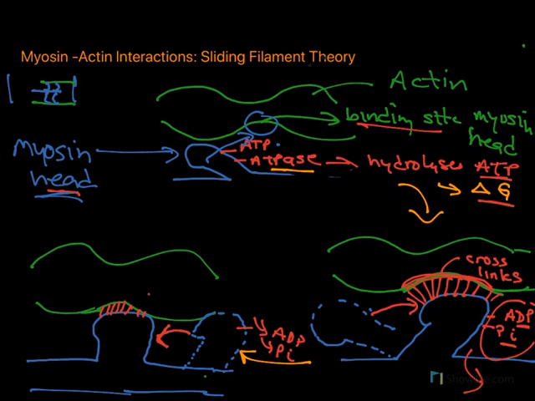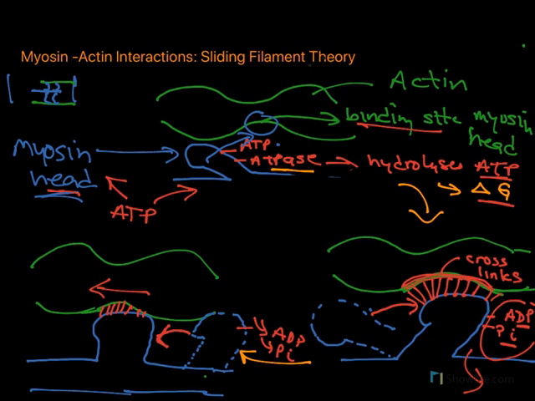As it moves forward, it takes that actin along with it, and then to release that actin, what has to happen is an ATP has to come along and bind to that myosin head again. And when that happens, there's a change in the shape of that myosin head, such that now it no longer can hold on to those cross bridges.